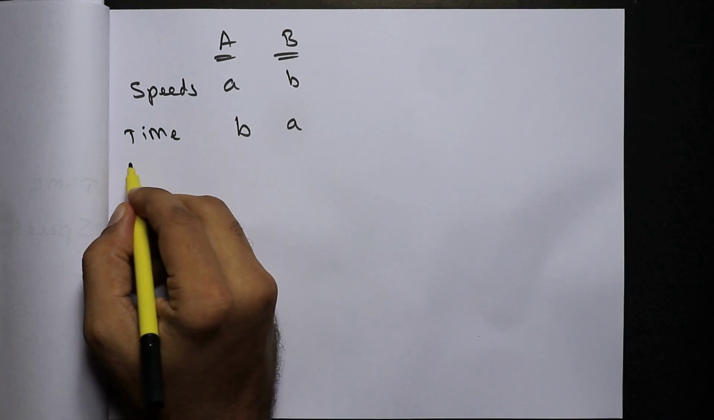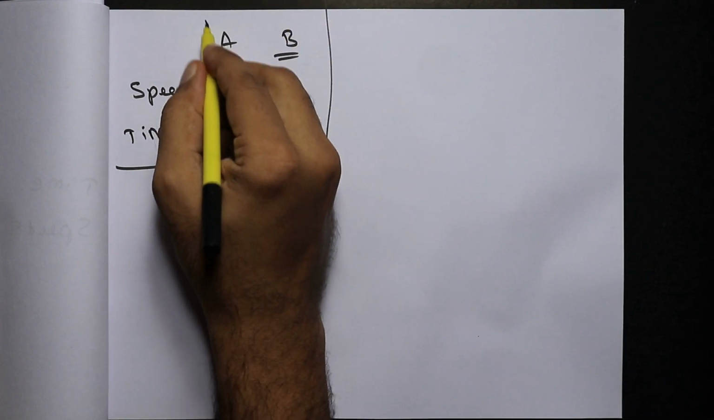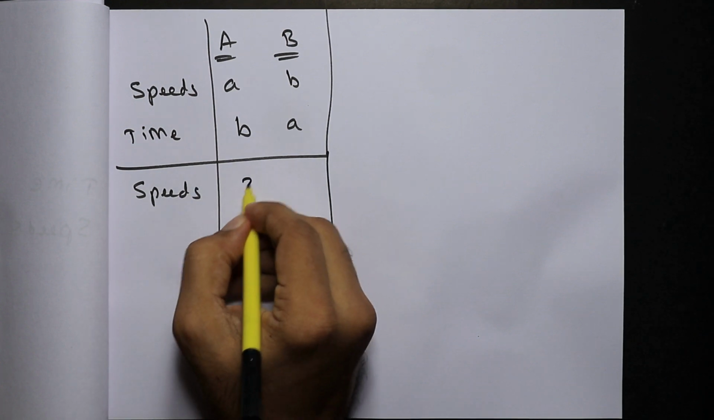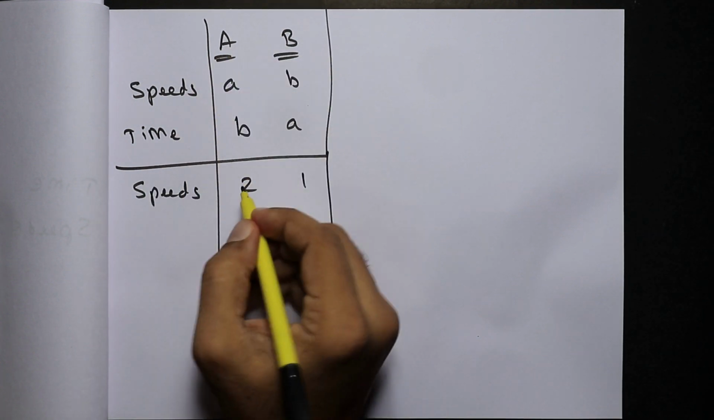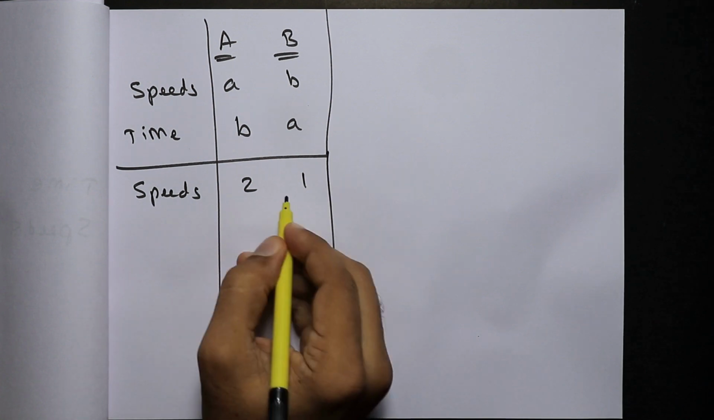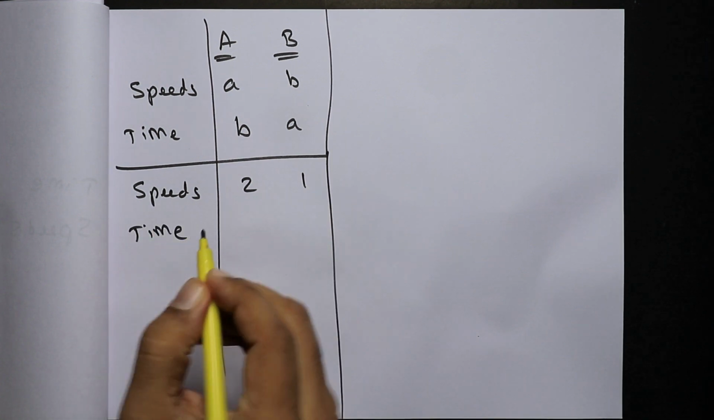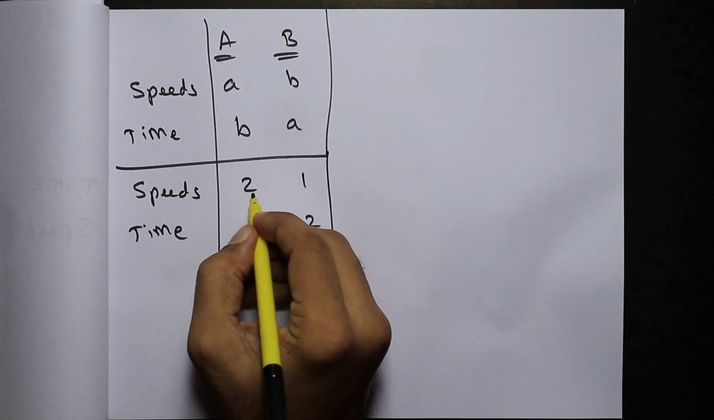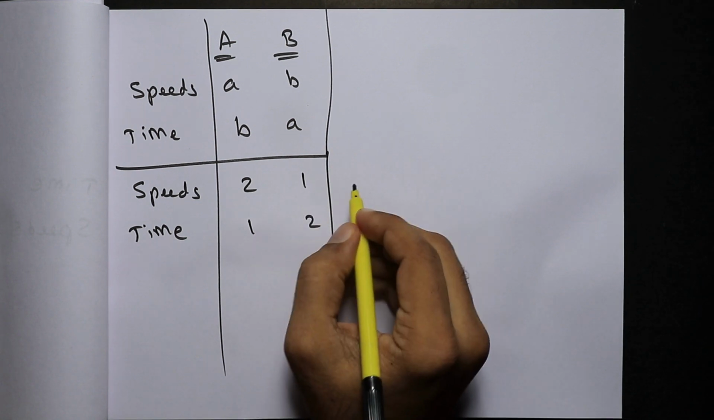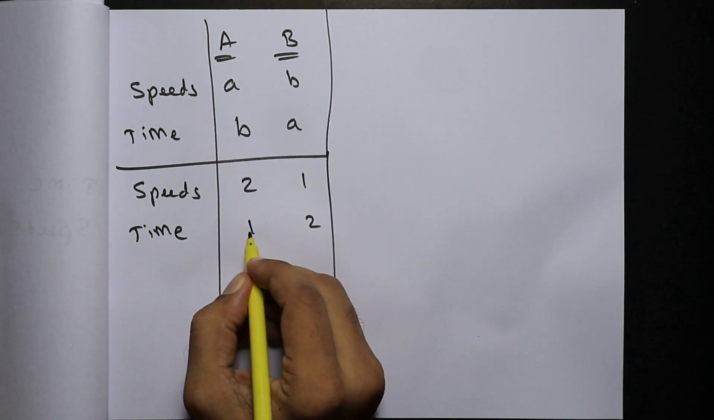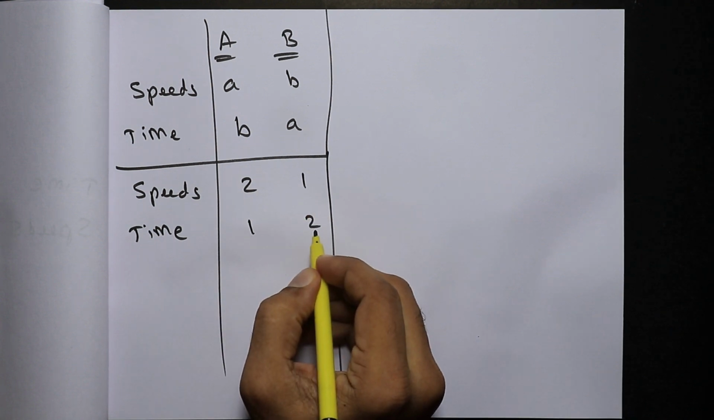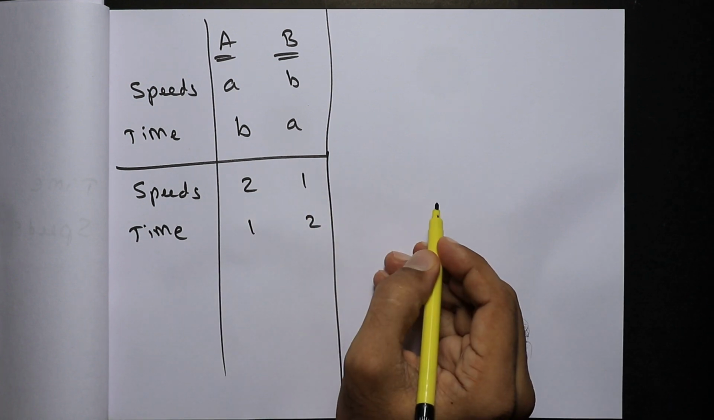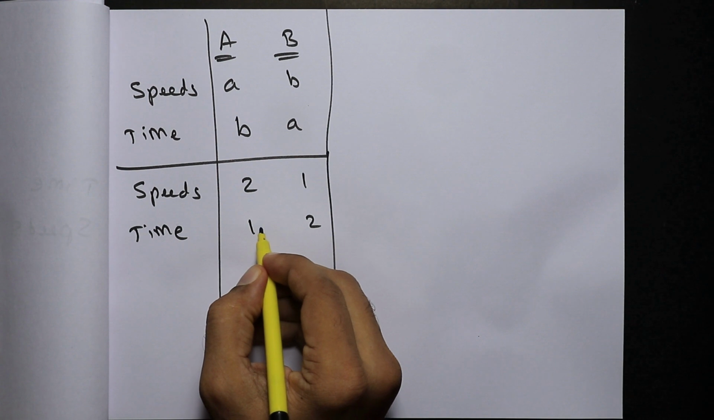For example, we'll just draw it like this. So if the speeds are, let us say, 2 is to 1, that is, the speed of A is twice that of B, then to cover a fixed distance, the time required will be in the ratio 1 is to 2. That is, A's speed is twice that of B, which means that to cover a fixed distance, A will require only half the time required by B. So if the speeds are 2 meter per second and 1 meter per second, then to cover a fixed distance, the time required will be in the ratio 1 is to 2.